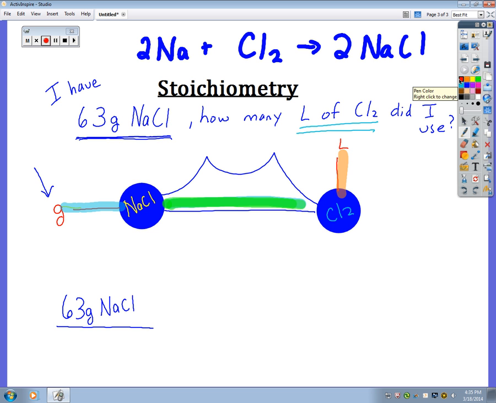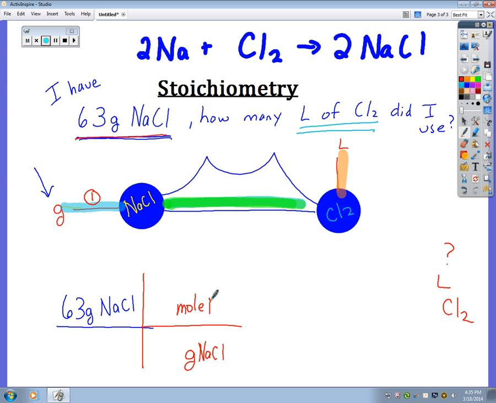Better. All right, now. What do I know? I know I have 63 grams of sodium chloride, right? That's established. I need to find liters of chlorine. That's what I want to know. That's where I need to end up. So my first step here is to change grams of sodium chloride into moles of sodium chloride. That's this step right here, this blue area. I'm changing grams to moles.